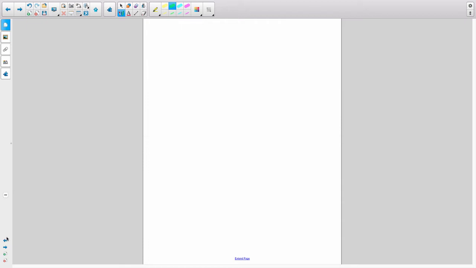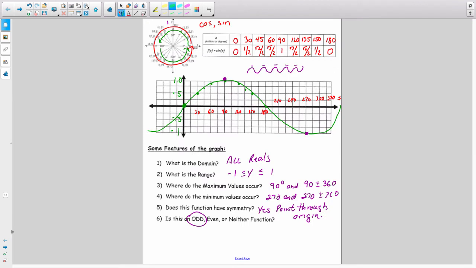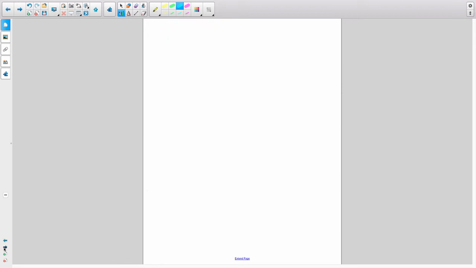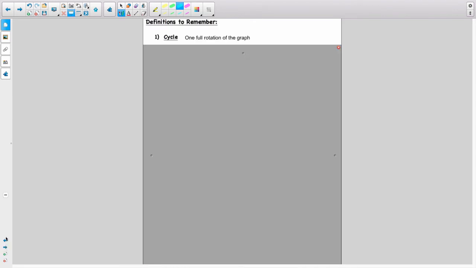And if we look back at sine, pick any point, and let's travel along the sine graph until we complete one rotation around the unit circle and get back to where we started, right there. That's considered a cycle. Okay, so that's for your definition, for your notes.